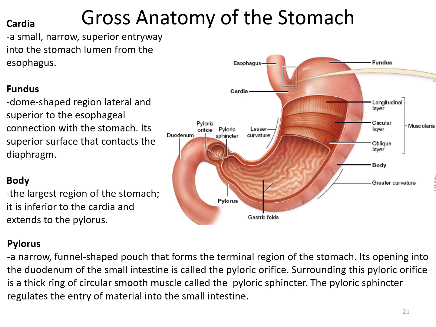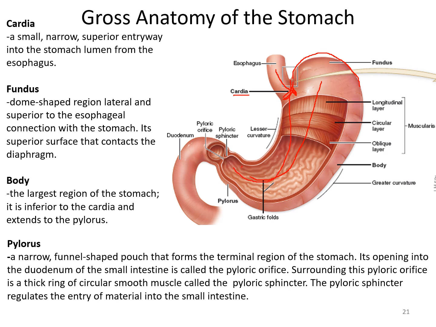So gross anatomy of the stomach, you've got the cardia. The cardia is this small, narrow entryway from the esophagus into the stomach. The fundus is this dome-shaped region here that projects superior to the esophageal opening. It makes contact with the surface of the diaphragm. The body makes up the majority of the stomach. It's going to extend from the cardia all the way down to the pylorus.